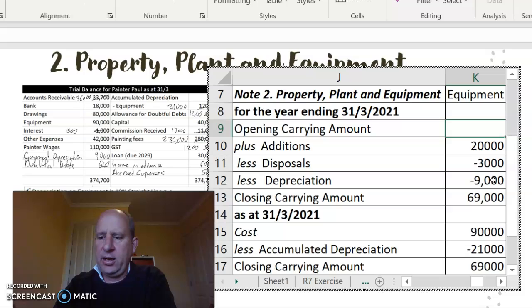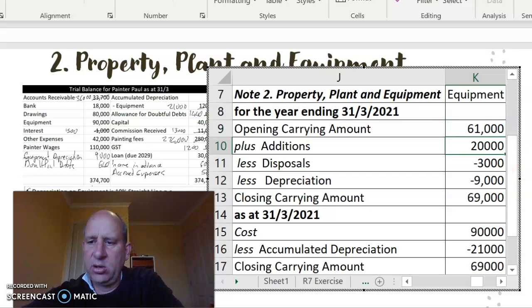In your calculator, 69,000 at the bottom, plus 9,000, because we're working backwards, plus 3,000, minus 20,000. And it said that at the start we had 61,000. You might like to check that. 61 plus 20, minus 3, minus 9, that should give you 69,000.